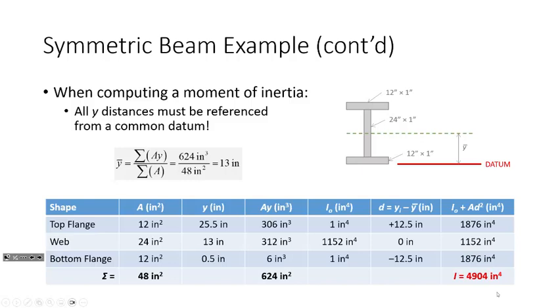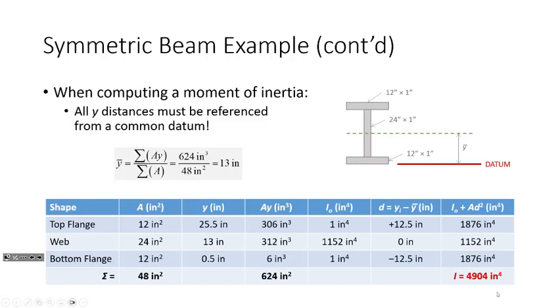Now what about the web? How far is it from the bottom to the center of the web? Well, we go 1 inch and then another 12 inches, so it's 13. What about for the top flange? We go 1 inch, we go a whole 24 inches, and then another ½ inch to the center of the top flange. So you're seeing where these values are coming from right here?